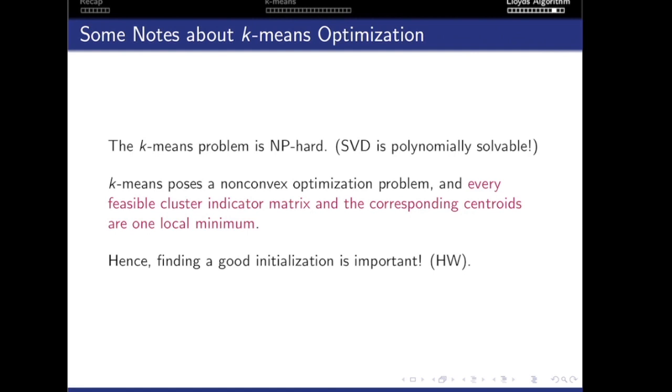Well, first of all, the k-means problem is NP hard to solve, and in contrast, the truncated SVD, the rank R matrix factorization problem, is polynomial solvable. So there's quite the big gap between the complexity of these two problems, although they are both instances of the rank R matrix factorization problem. And k-means poses a non-convex optimization problem, and every feasible cluster indicator matrix and the corresponding centroids are a local minimum. And that is because it is a discrete optimization problem.